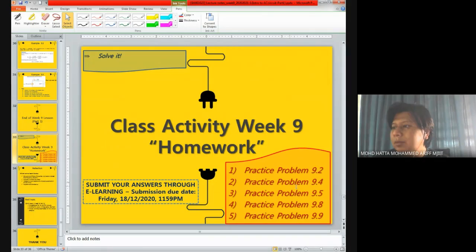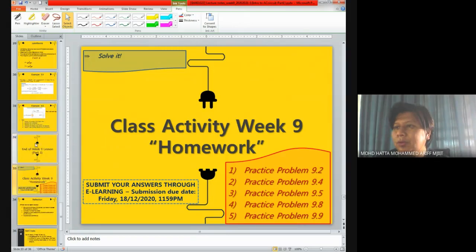But before we end, I just want to remind you guys about the class activity or homework. Maybe a few of the questions here you can do now because it's not that difficult. Maybe practice problem 9.9, you need to know the example. I need to show you the example first in order for you to answer these two practice problems.